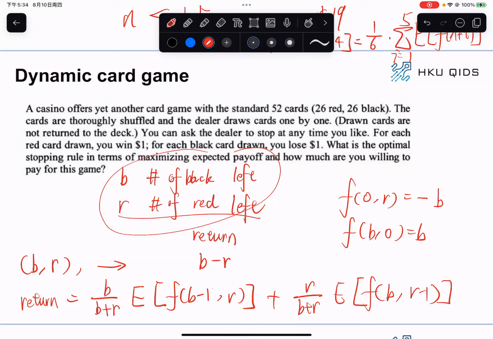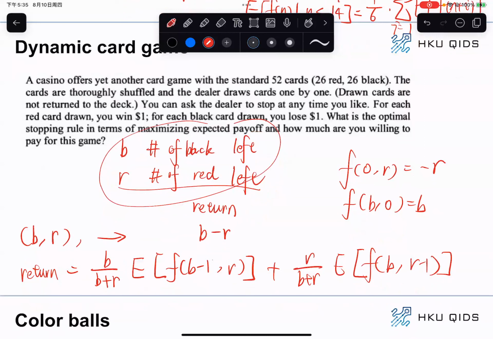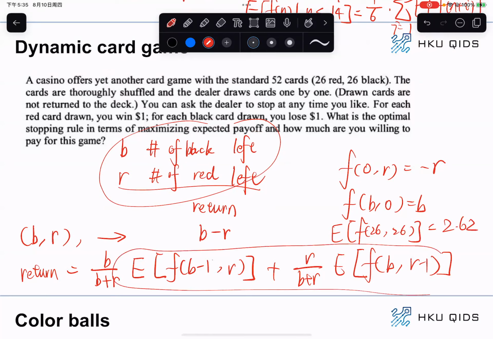And if we have 0 R left but B black left, this is going to be negative R, right? And by combining these two together, we can find the expected value of F(2,2), our initial state is 2, 2, just by having this formula and comparing it with B minus R. So we are trying to find the max of these two, right?